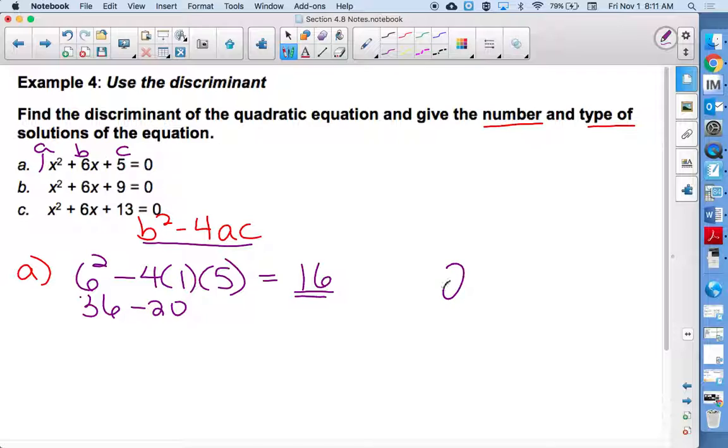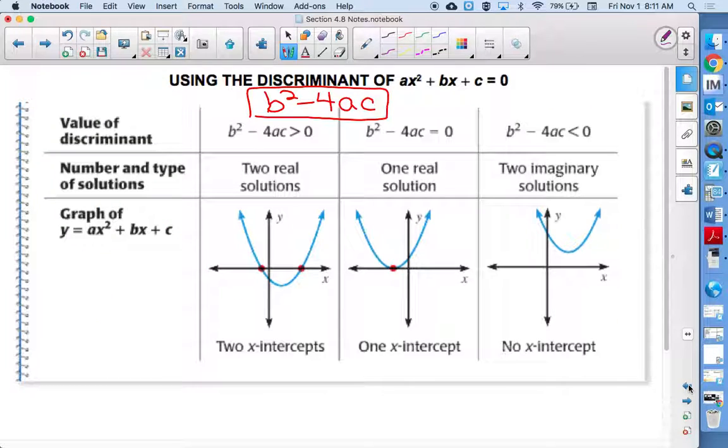2. So Peter said 2. Oh, that wasn't Peter, that was Chris. Sorry, Chris. Sorry, Peter. So Chris, we have 2 solutions because it's positive and bigger than 0. What type of solutions? Are they real or imaginary? They're real. So I would have 2 real solutions. So if I look at the little chart above, if this number that I just calculated is bigger than 0, 16 is bigger than 0, I have 2 real solutions. I'm going to have 2 real answers.